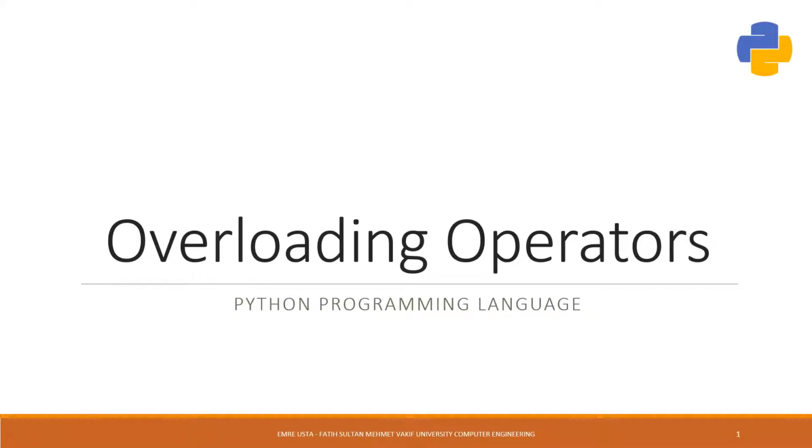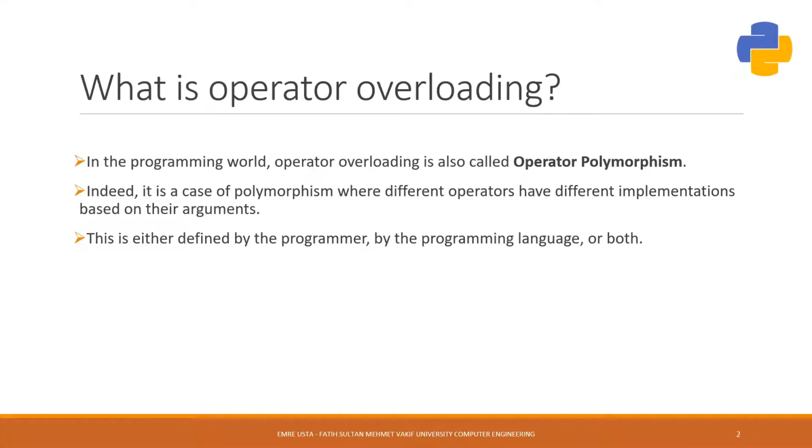Today we will talk about operator overloading in Python. First of all, what is operator overloading? In the programming world, operator overloading is also called operator polymorphism. Indeed, it is a case of polymorphism where different operators have different implementations based on their arguments. This is either defined by the programmer, by the programming language, or both.